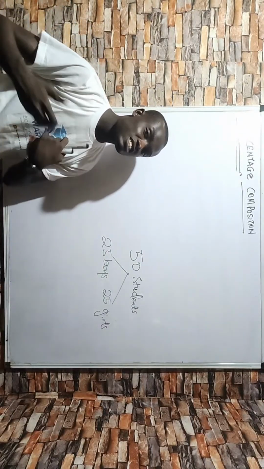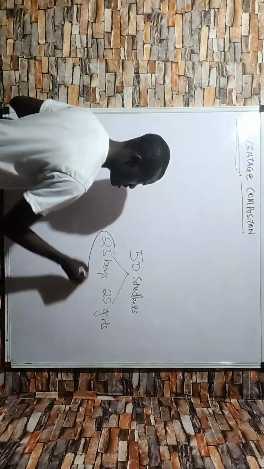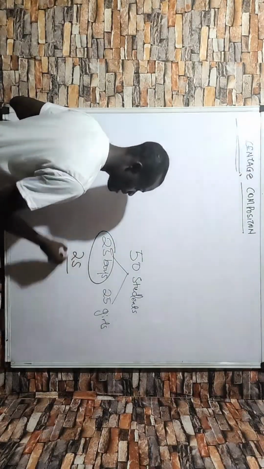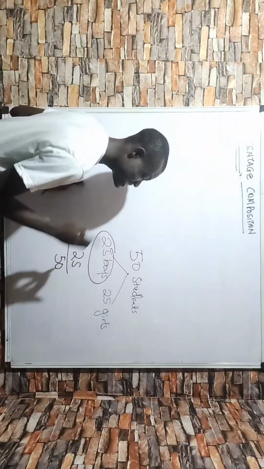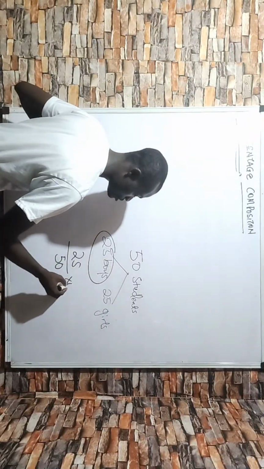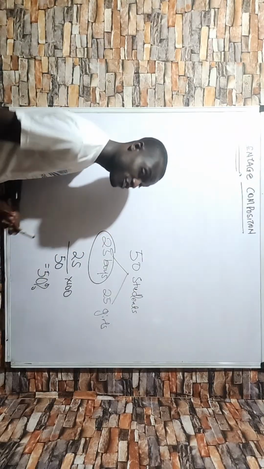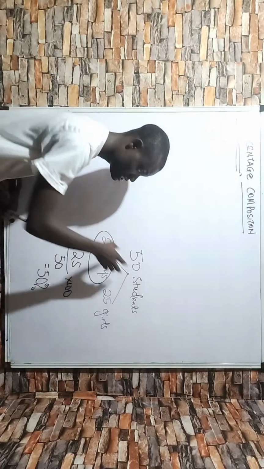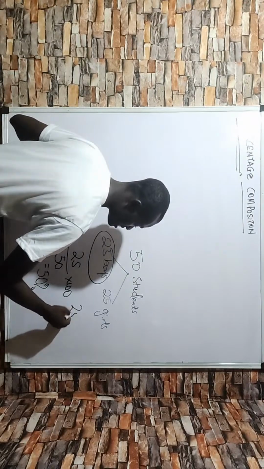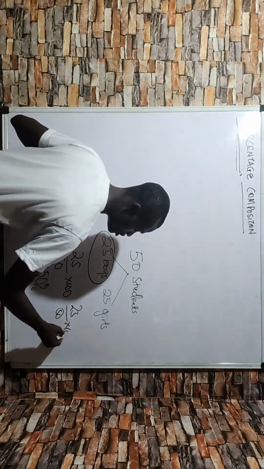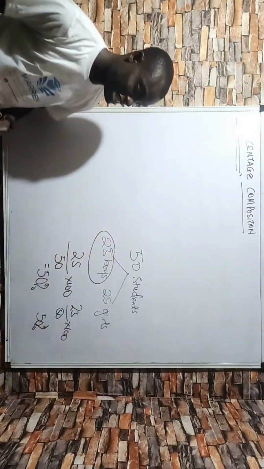So when they ask us the percentage composition of, let's say, the boys, it's going to be the number of boys, so that's 25, over the total, which is 50. So we have 25 out of 50. Since it is percentage, it's going to be times 100. So this will give us 50%. So it means that the class is composed of 50% boys. Then same thing for the girls. That will be 25 over 50 times 100. This will also give us 50%, meaning the girls make up 50% of the class.